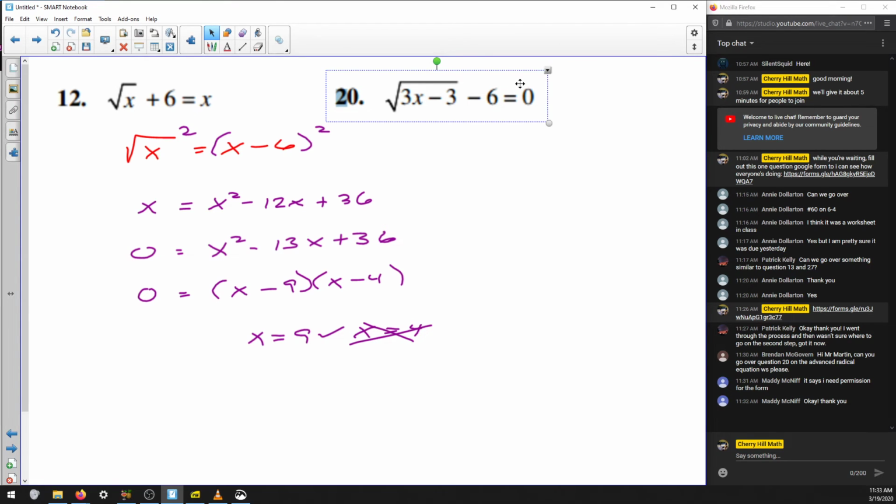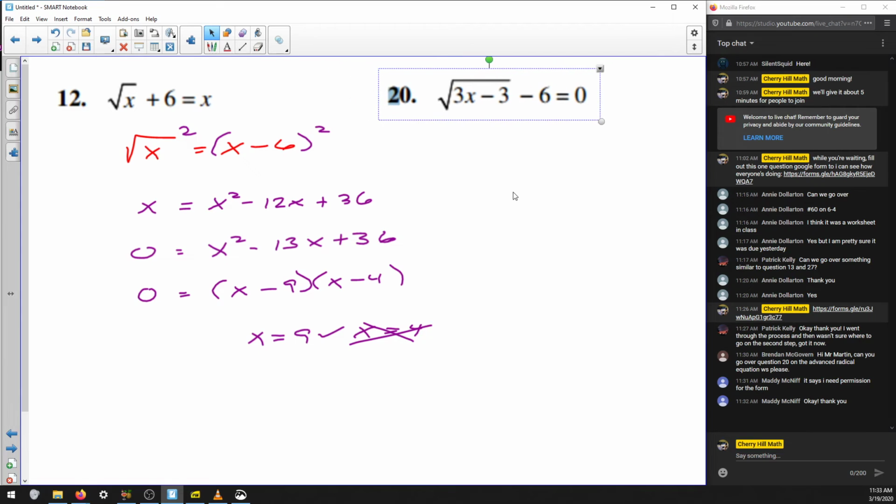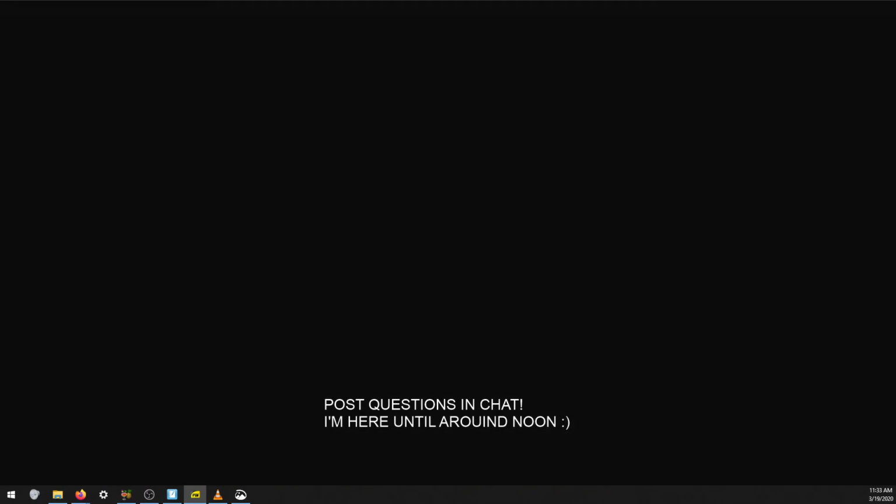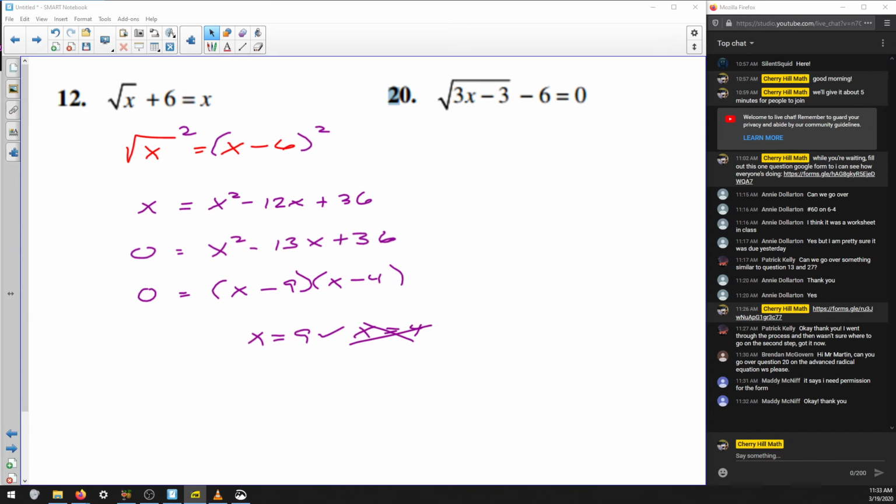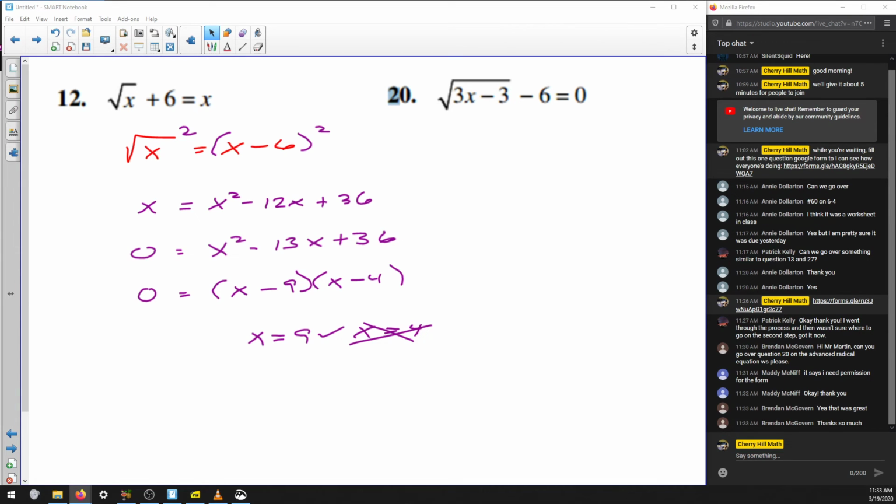After you square both sides, you'll then just get rid of the rest of the 3x and the 3. Any particular questions about that one, or does that clear it up at all, Brennan? Okay, cool. Awesome. All right. Any other questions? Anything else you want to go over?